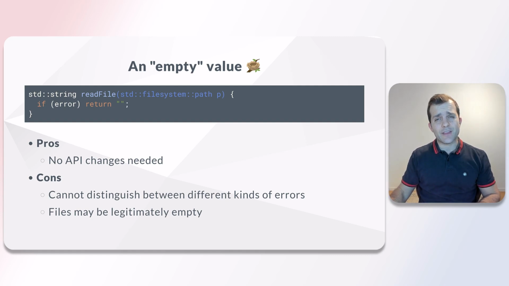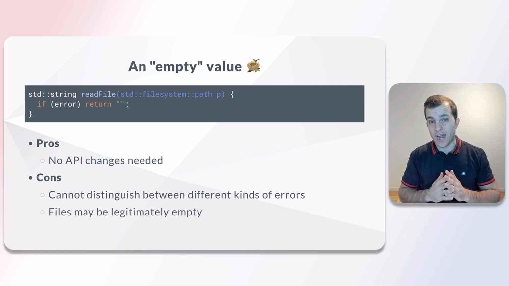On the other hand, there are two issues with it. First, there is no way to distinguish between different errors. If more than one kind of error can occur, there is no way to represent them. Secondly, the default or empty value could actually be a valid value. For example, if we're reading a file, it could very well be empty. In that case, there would not be a way to distinguish an empty file from a missing file or a file that we simply do not have the permissions to read.